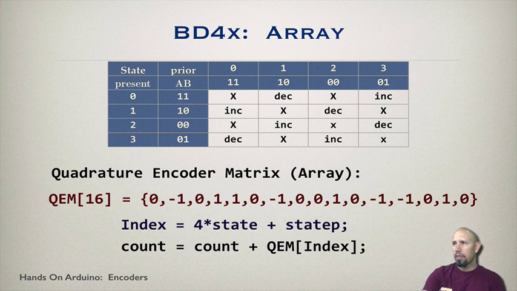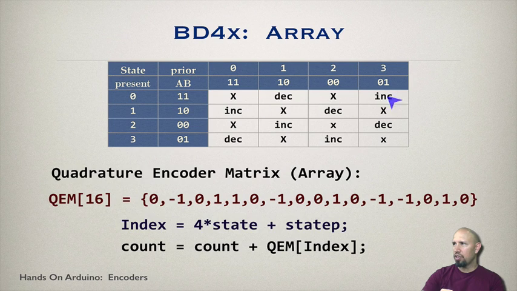Okay, so we define this quadrature encoder matrix or array, QEM. It's going to have 16 values. Basically I just read them off in a row, and each row gets stacked side by side. Wherever I see an X, I put in a 0. Wherever I see a decrement, I put in a -1. Whenever I see an increment, I put in a +1.